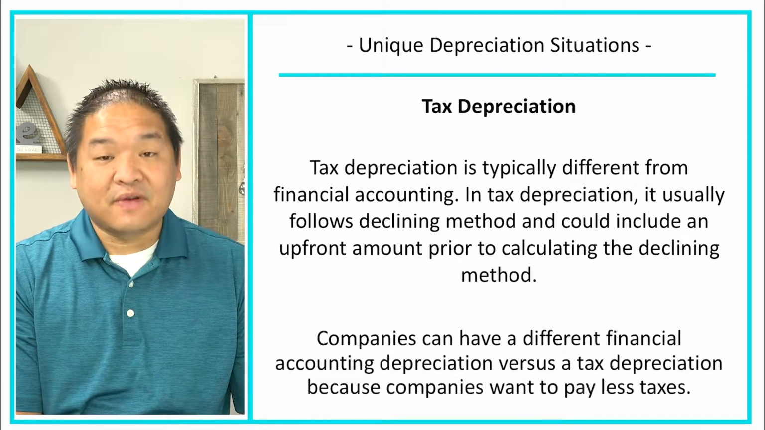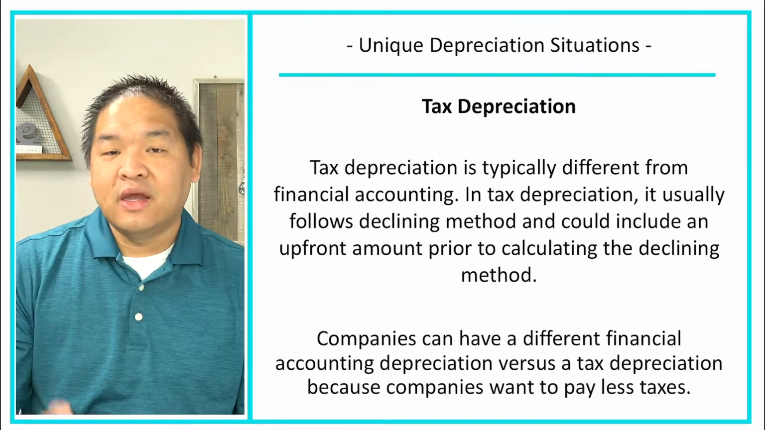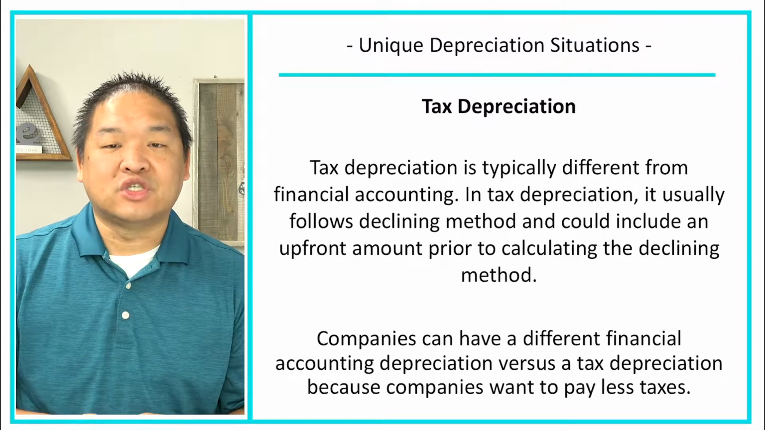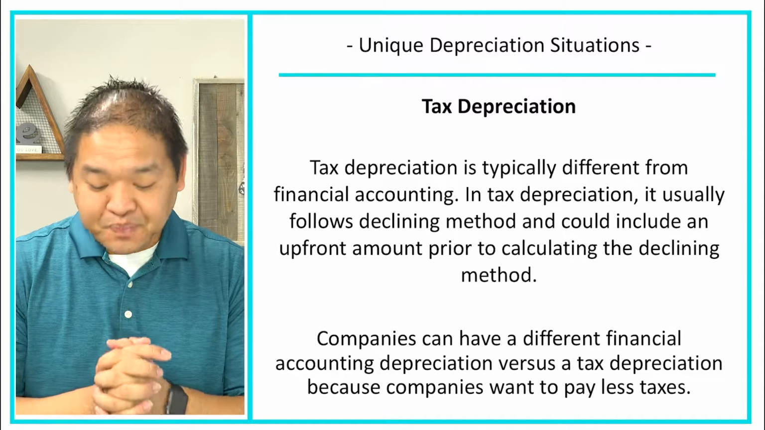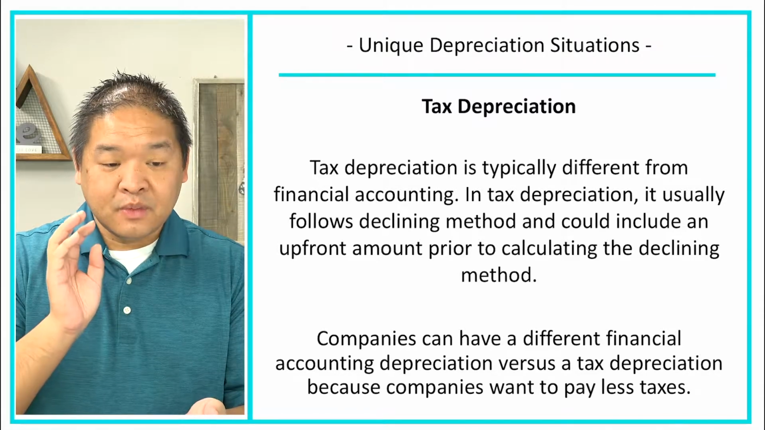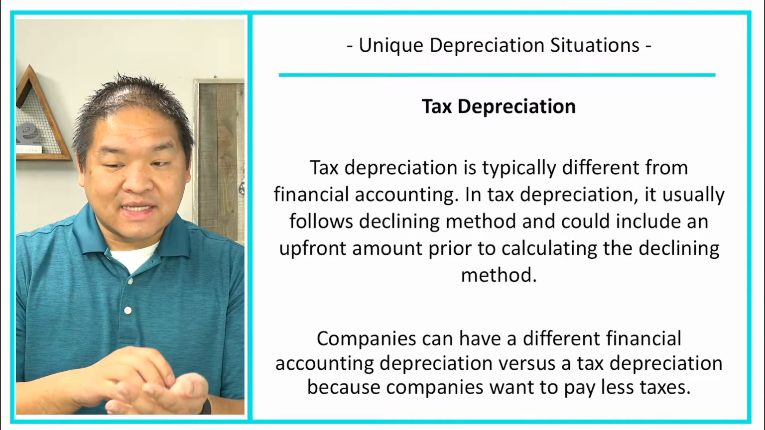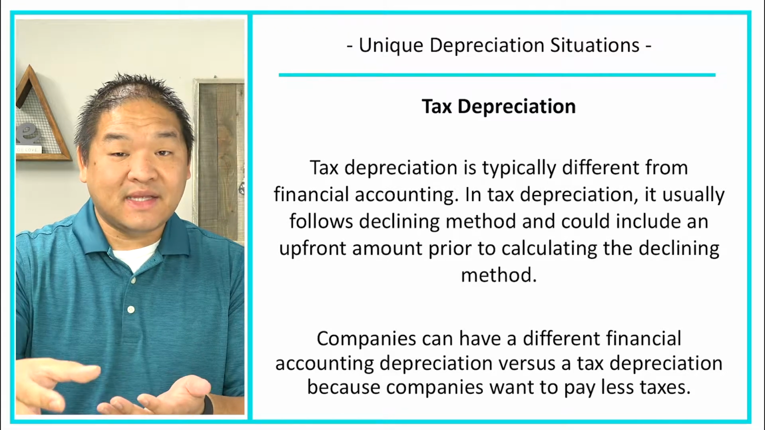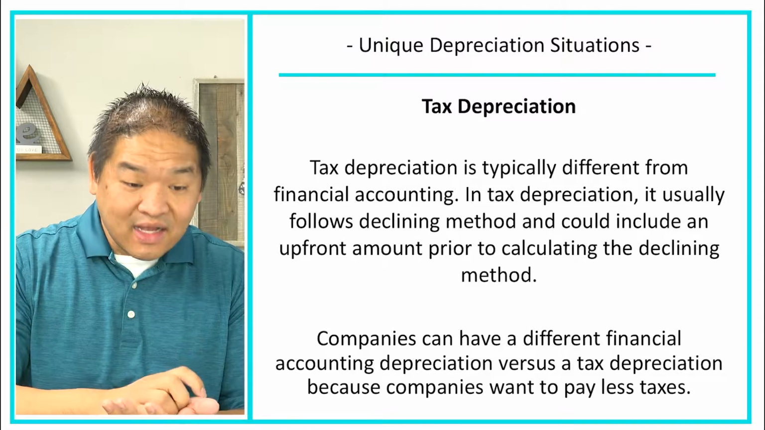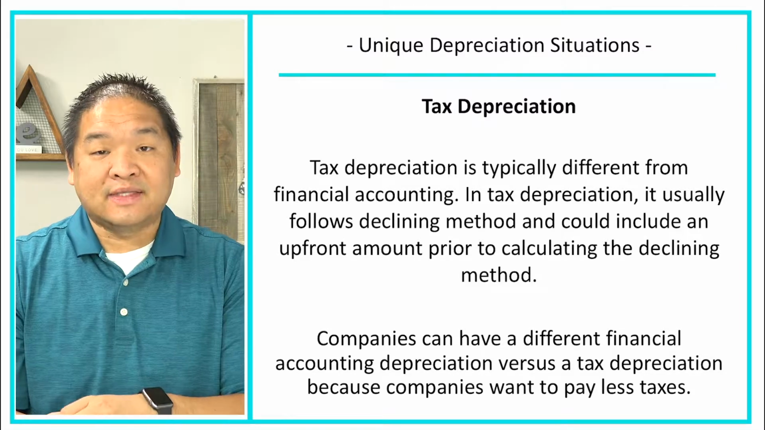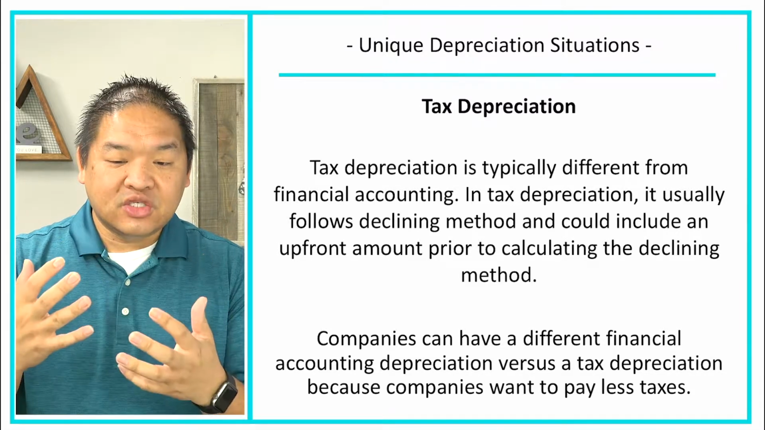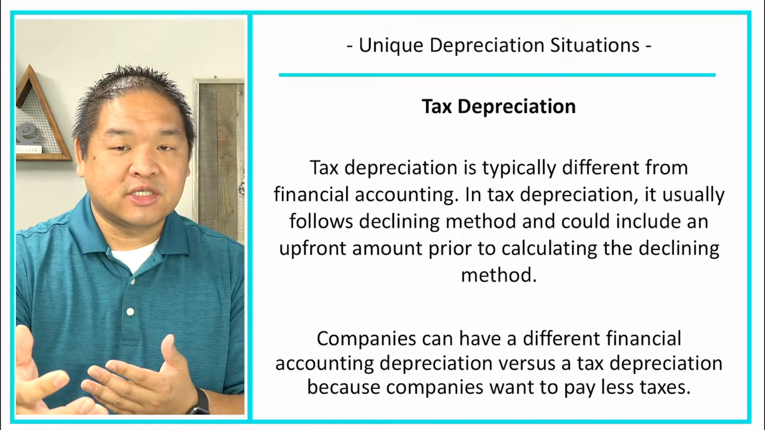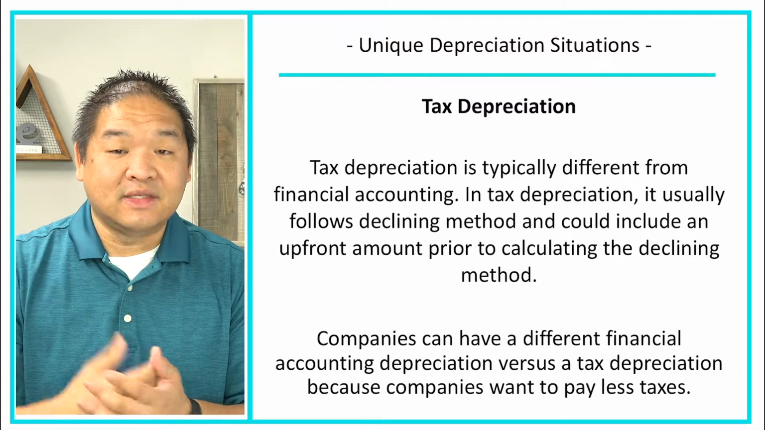Companies can have a different financial accounting depreciation than a tax depreciation because companies want to pay less taxes. So what happens here in the tax law is that for taxes, there's usually an incentive to depreciate more upfront, which would give you more expense upfront, which would decrease your net income on your taxes, and then you pay less taxes. So there is situations where, from a tax perspective, we want to accelerate the depreciation expense because it lowers our taxes at the end of the day.